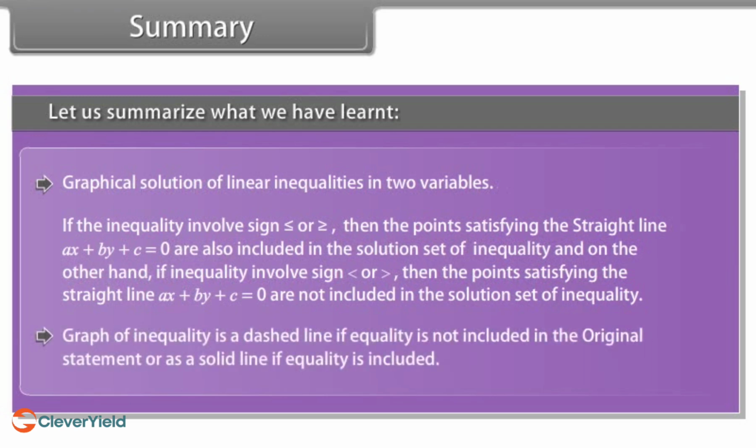The graph of an inequality is a dashed line if equality is not included in the original statement, or a solid line if equality is included.